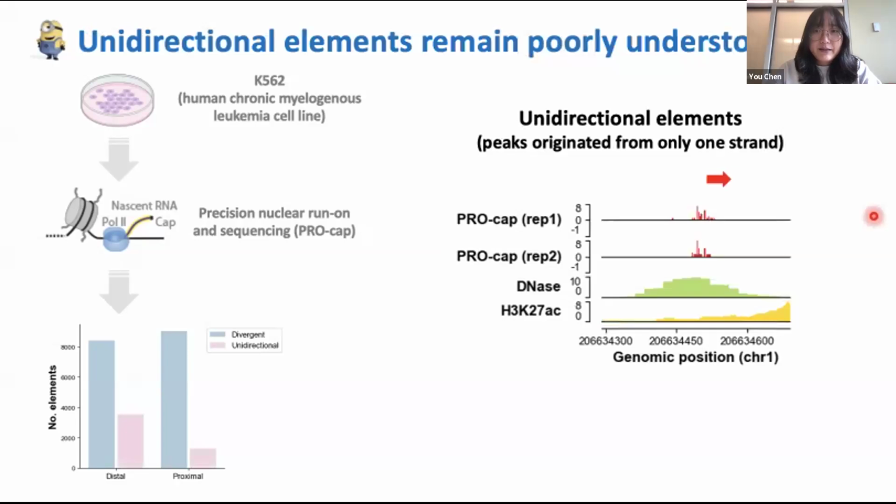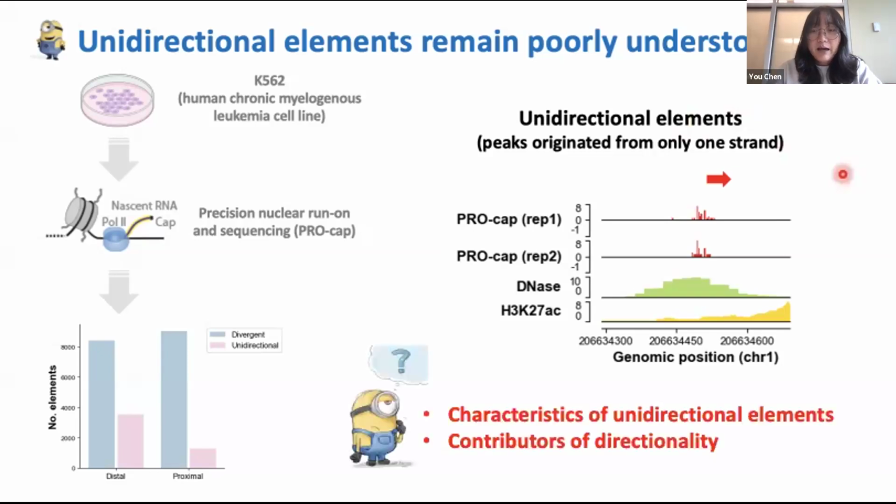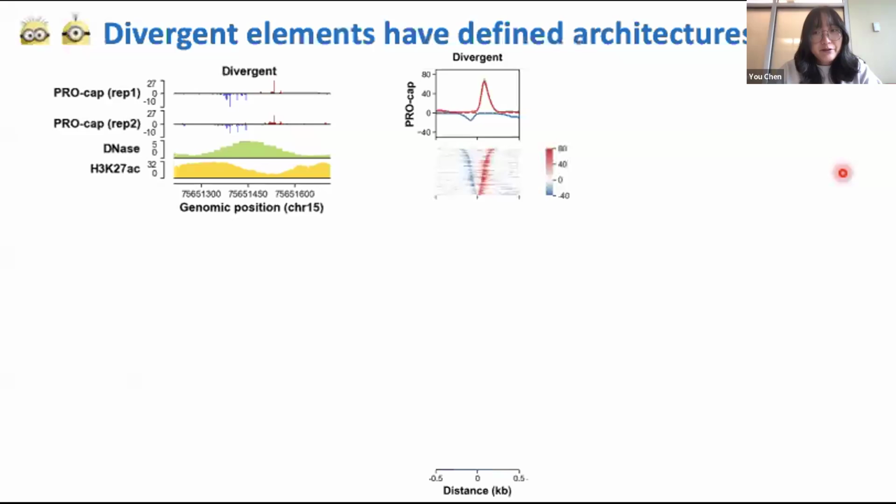However, we also noticed that there is another type of transcription where we only see peaks originated from one strand. These unidirectional elements have been overlooked and their identity and functions remain largely unknown. To better understand this category and also investigate the contributors of directionality, we performed systematic comparison between divergent and unidirectional elements from different aspects. First, let's look into architectures of these elements.